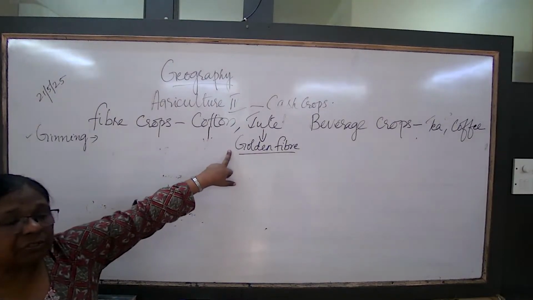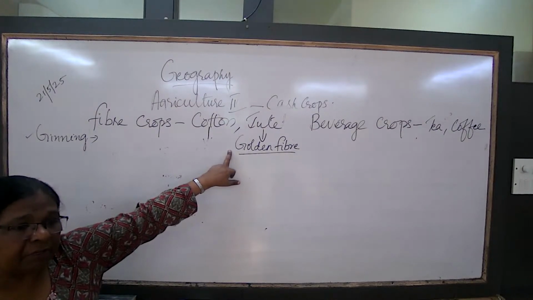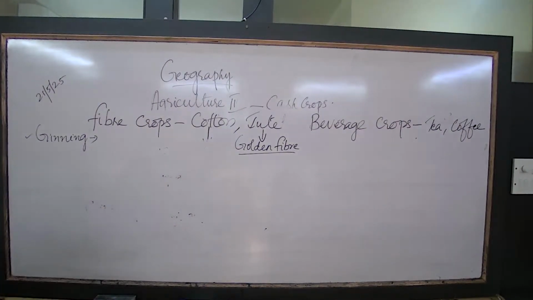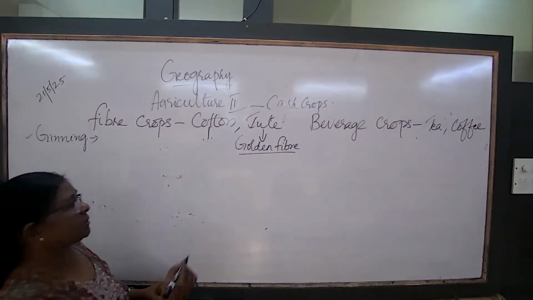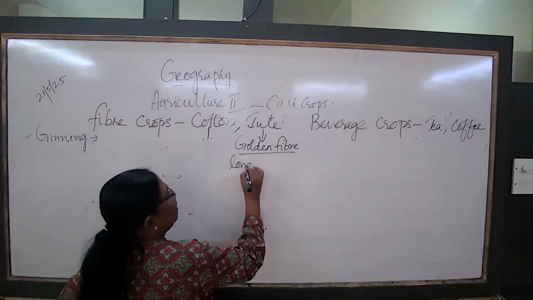Okay, so which is known as golden fiber? Jute. What is the material? It is a long, soft, shiny fiber. So what is the peculiarity? Long.